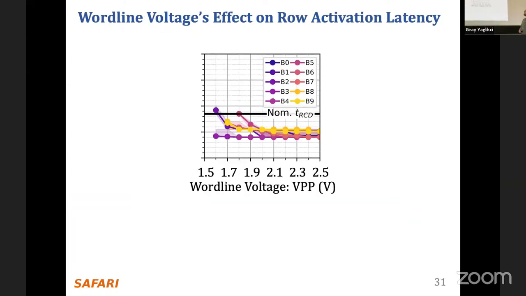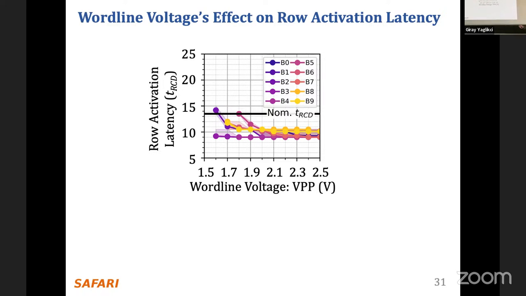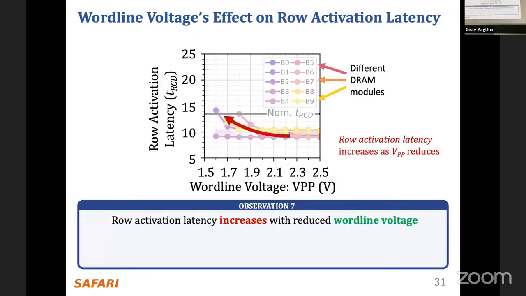So let's look at the data. Again, on the x-axis, we reduce the wordline voltage. And on the y-axis, I'm showing you the minimum row activation latency, or as we call it in the literature, tRCD. Here again, different curves correspond to different modules, and variation across rows is shown as shades. We observe that the row activation latency increases as we reduce VPP. And this is intuitive, right? Because VPP drives the gate of the access transistor, and a smaller gate voltage forms a weaker channel, and it needs more time to conduct the charge.